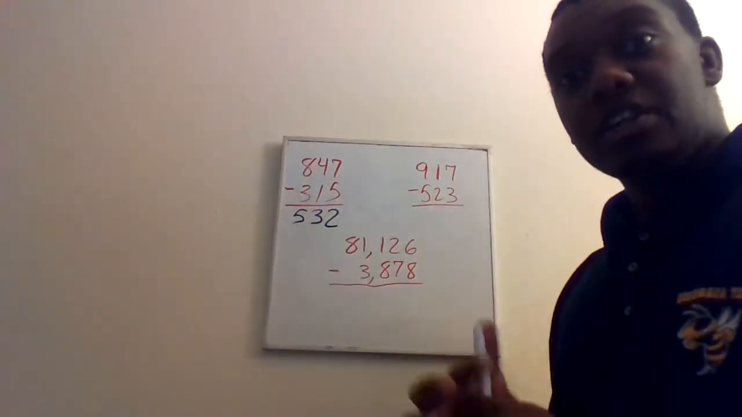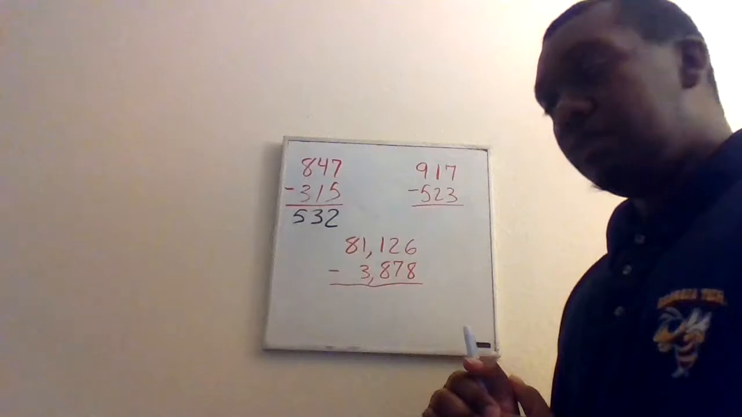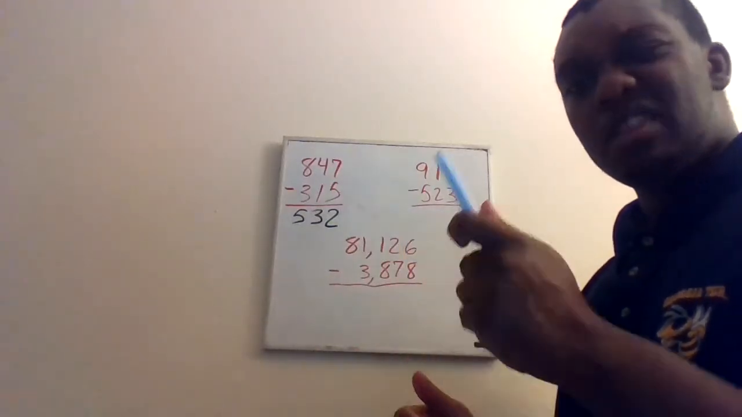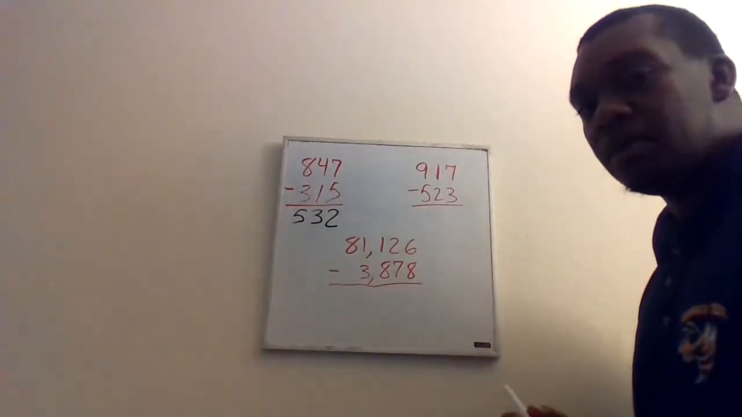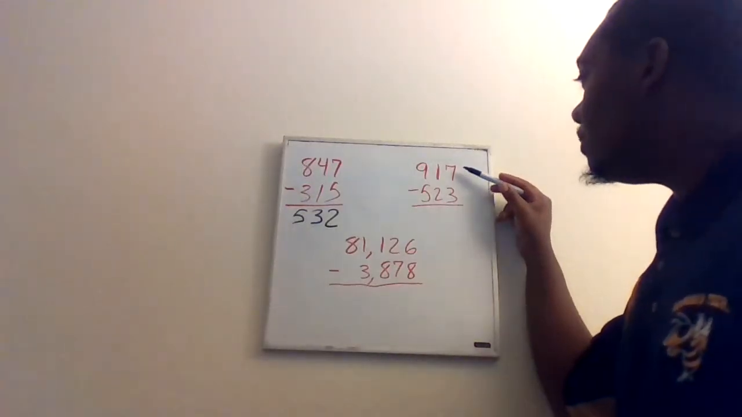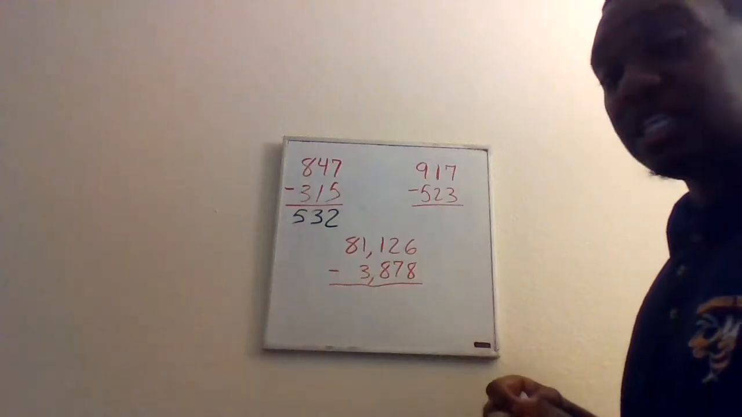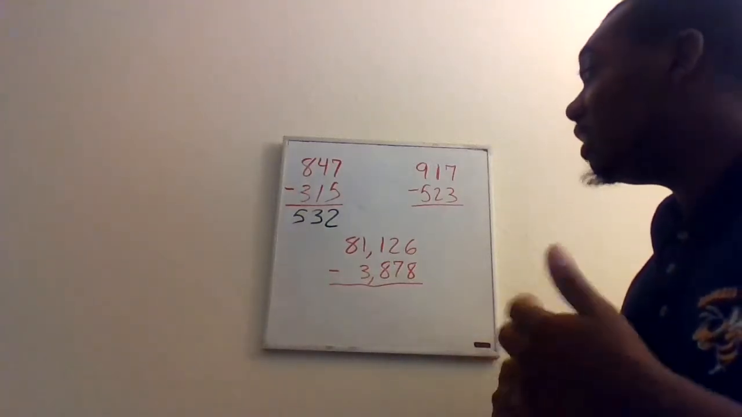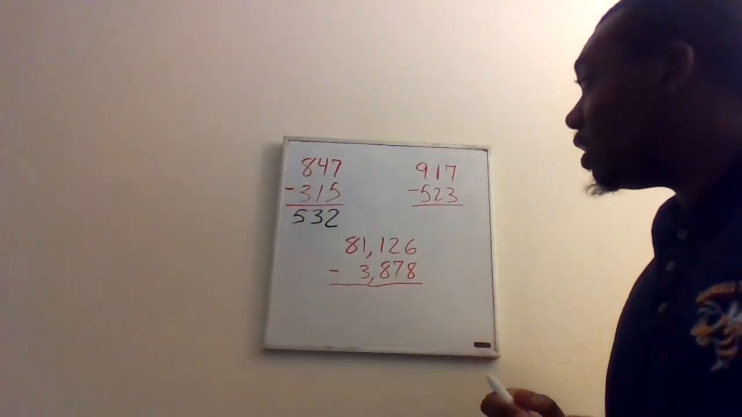All right, so this is pretty straightforward and fairly simple. For many, you're like, oh yeah, I remember that. But what about that one thing that's different? Well, let's take a look here. In this case, we're doing 917 minus 523.